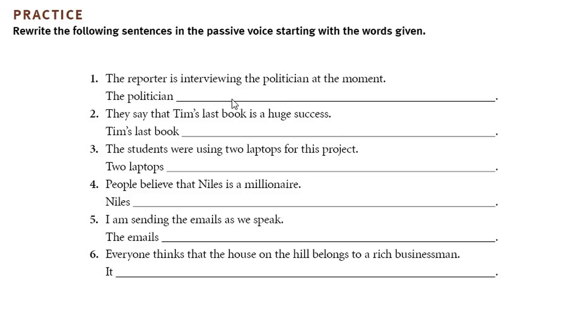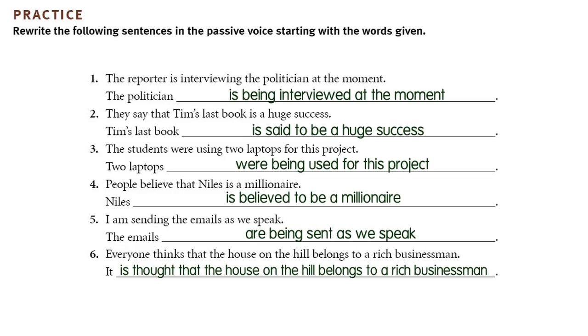Answers are 1. The reporter is interviewing the politician at the moment. مبني للمعلوم وتبنى للمجهول. The politician is being interviewed at the moment. ولأن ذلك مضارع مستمر استخدمنا is being. Number 2. They say that Tim's last book is a huge success. Tim's last book is said to be a huge success. استخدمنا say وحولناها إلى said to be.